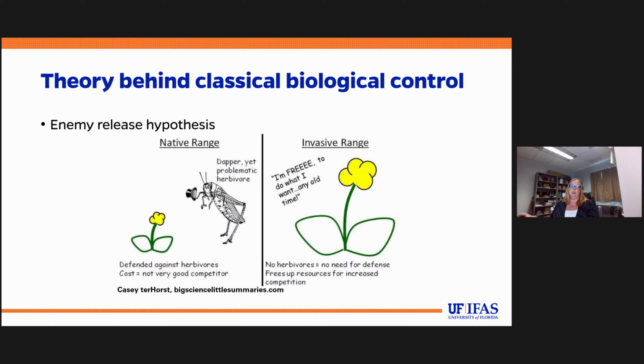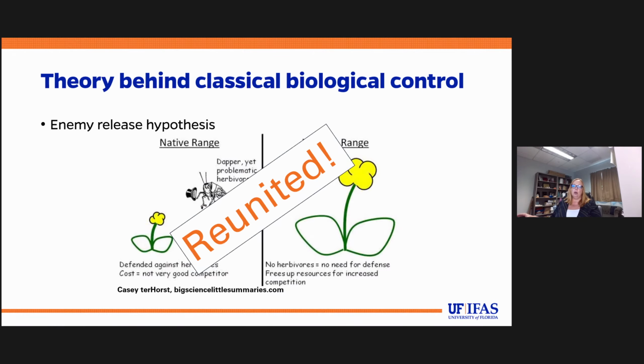So classical biological control goes back to the native range of these plant species and brings them here. And after extensive testing to ensure that they will be safe, they are brought into the introduced range and reunited with their host. And this will reinstate some of that natural control.